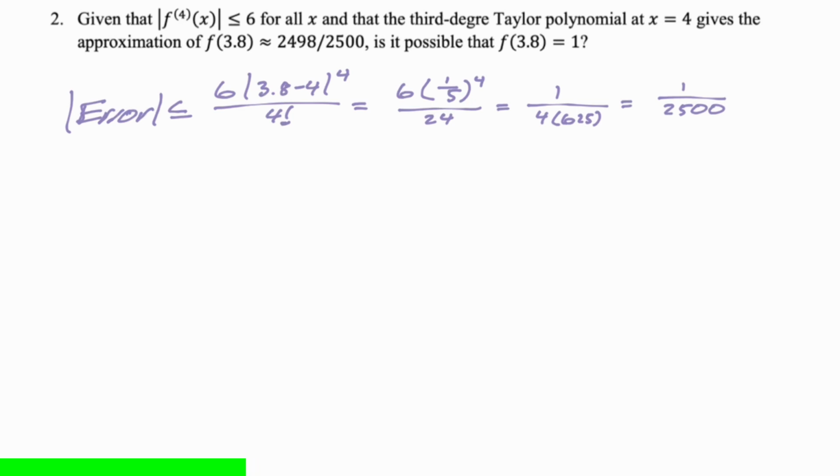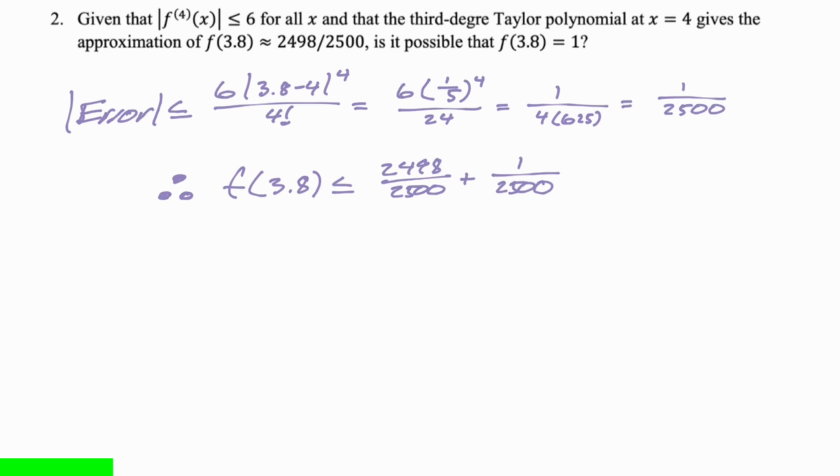All right, so f of 3.8 is somewhere in between our approximation plus that number and our approximation minus that number. Since we're being asked if it's possible for it to be a bigger number, we're just going to add and see what happens. So f of 3.8 is definitely less than or equal to, in some magical scenario, it's never really equal. I mean, I'm saying that, but I guess it could be. So our approximation plus our potential error bound. And then this just gives us 2499 over 2500. That is less than 1, which means you can never get to 1.